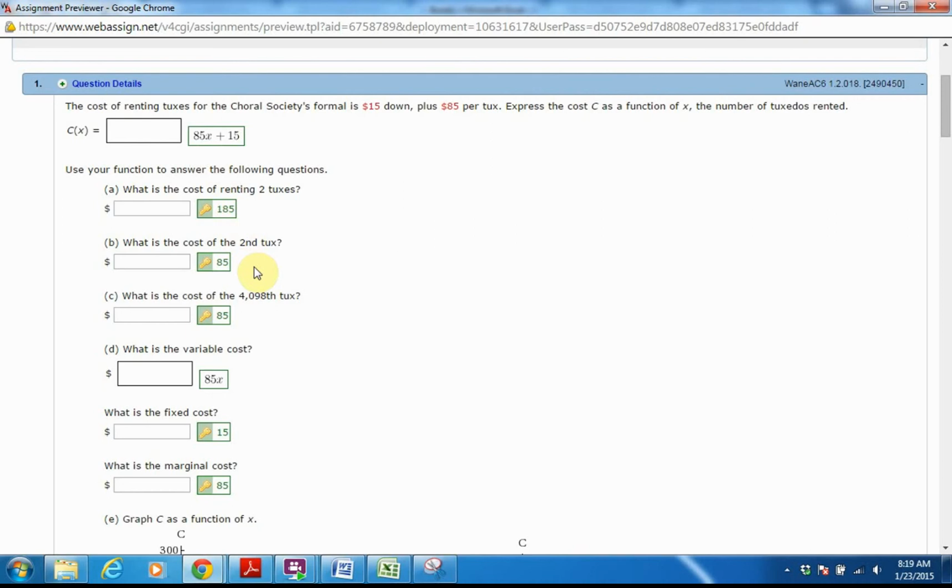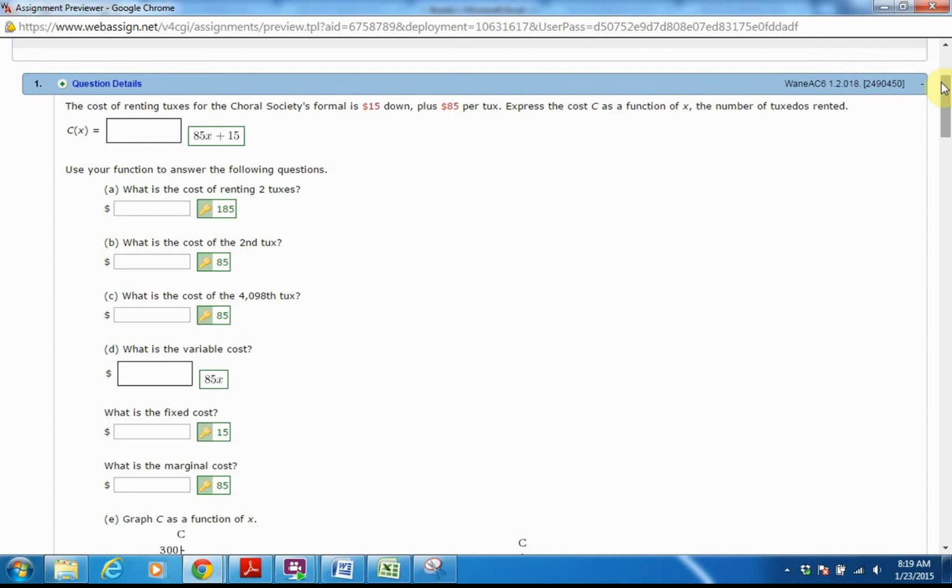We just simply evaluate the function at 2. What is the cost of the second tux? Well, the cost of the second tux is just $85. What is the cost of the 4,098th tux? Well, that too is $85. What is the variable cost? That is the $85 times the number of tuxes that we're going to rent. What is the fixed cost? $15. What is the marginal cost?